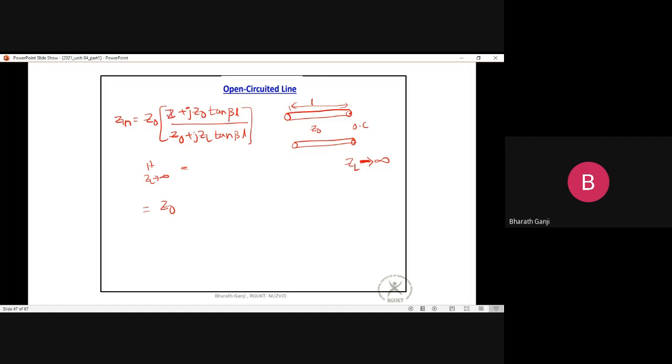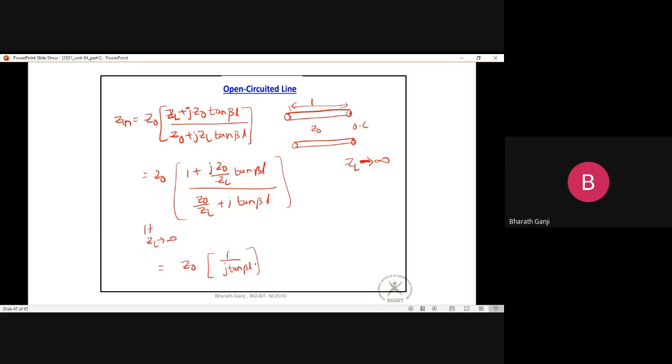Maybe I'll write the equation. You can write this equation as Z0 into, I can bring out ZL common, so it is (1 plus jZ0 by ZL tan beta L) divided by (Z0 by ZL plus j times tan beta L). Now you will put limit ZL tends to infinity. You will end up with an answer of Z0 by j into 1 by tan beta L. So you get minus j times Z0 cot beta L.